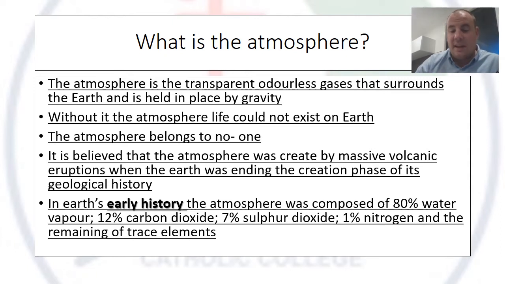In Earth's early history, the atmosphere was composed of 80% water vapor, 12% carbon dioxide, 7% sulfur dioxide, 1% nitrogen, and the remainder trace elements. So it has changed considerably. Sulfur dioxide, what is that? Well, if you've ever smelled a fart bomb, that's sulfur dioxide. It smells like rotten eggs, and believe it or not, it's used as a food preservative and in the winemaking industry today. So the percentages of Earth's early atmosphere are really different from today.